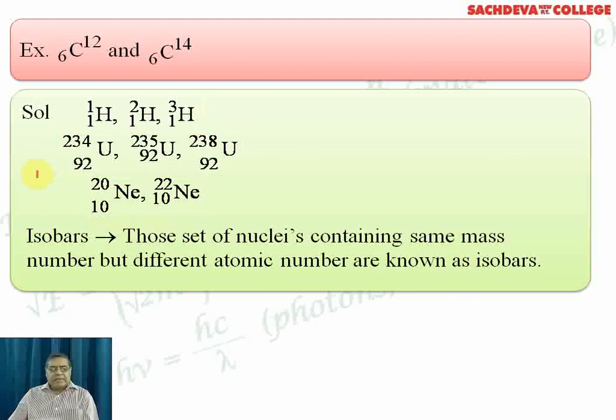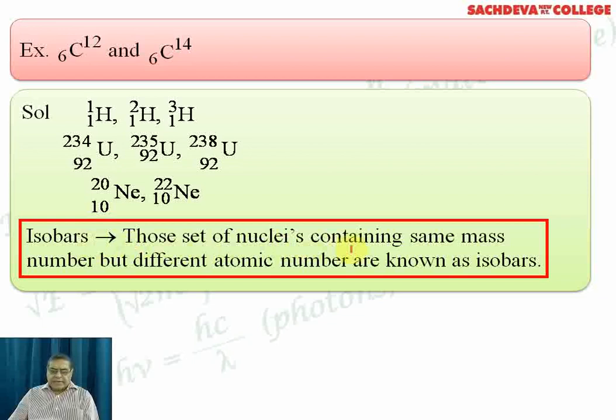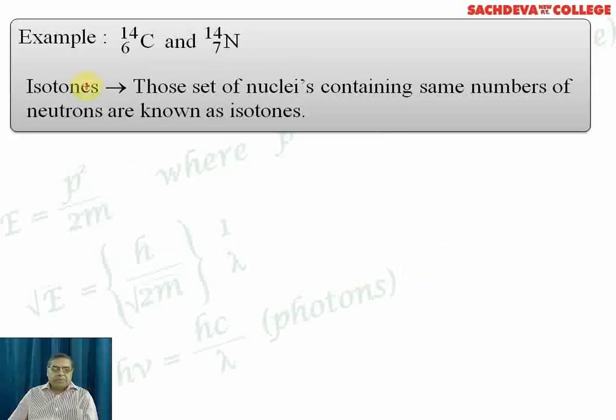And the next one is isobars. Regarding isobars, you can remember that they are those substances in which atomic numbers differ and mass number remains the same. So sets of nuclei containing the same mass number but different atomic numbers are known as isobars. Examples will be 6C14 and 7N14. Carbon and nitrogen are both found to have mass number 14, with atomic numbers 6 and 7. However, 6C14 is an isotope of carbon, whereas 7N14 is stable nitrogen.